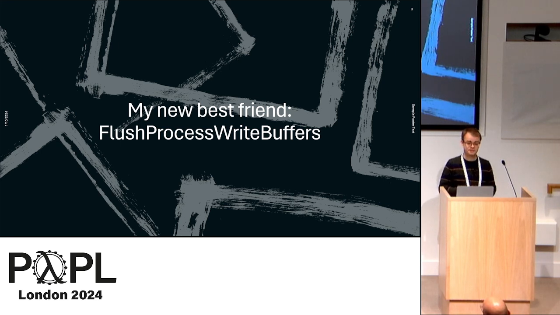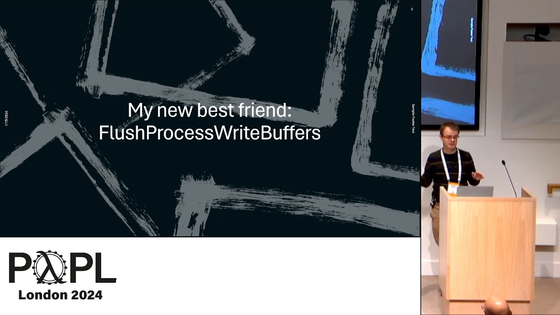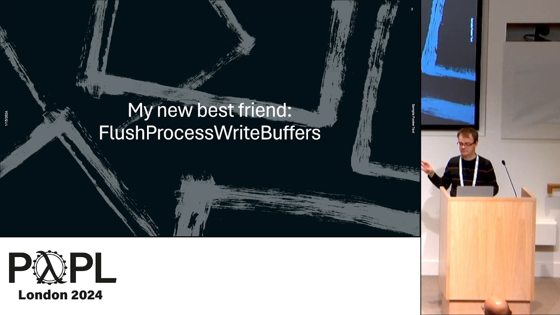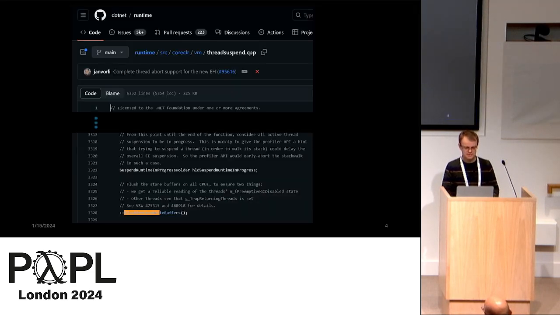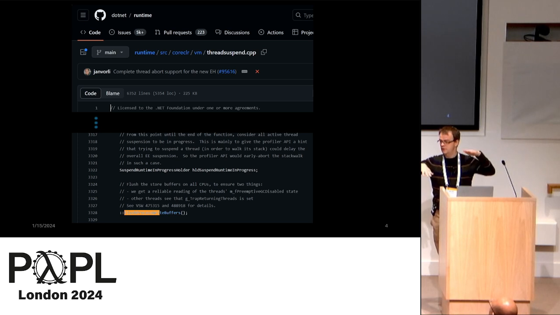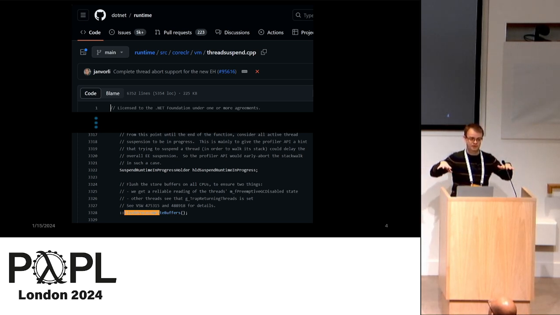So I'm going to start with my new best friend, FlushProcessWriteBuffers. This is a Windows API call, which I didn't know at all about, and I'd done concurrent programming academically, but I found this in the .NET runtime. It was deep in this thing called thread suspend. This is the thing where you've got the GC running, and it wants to stop all the threads running, and it wants to know that no one is doing mutation to the heap graph, getting you into that state.